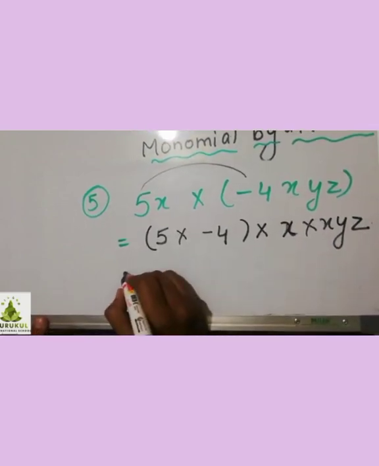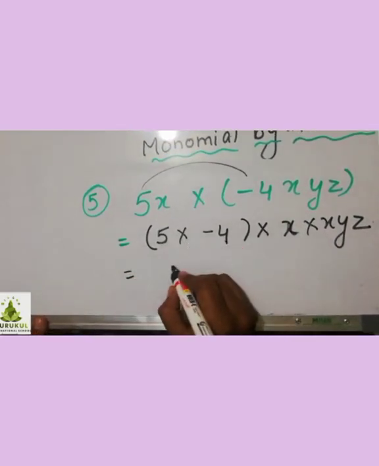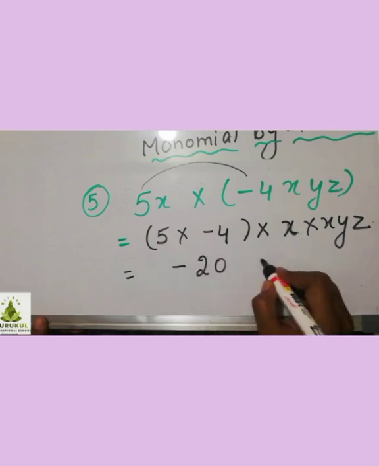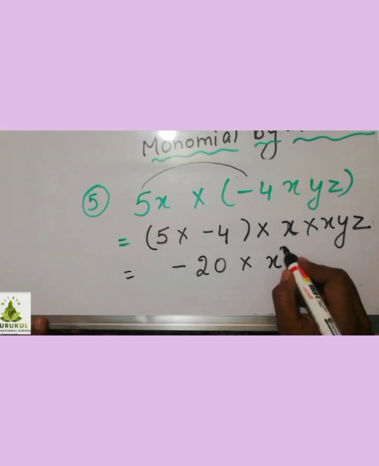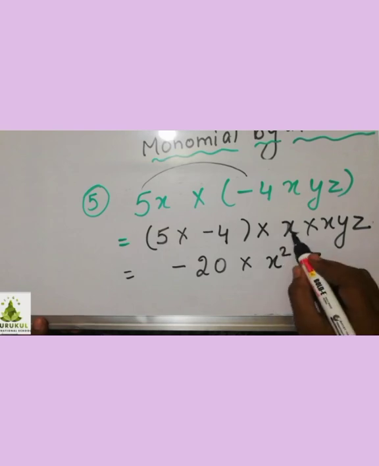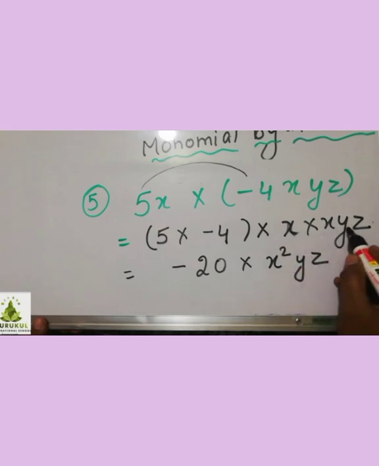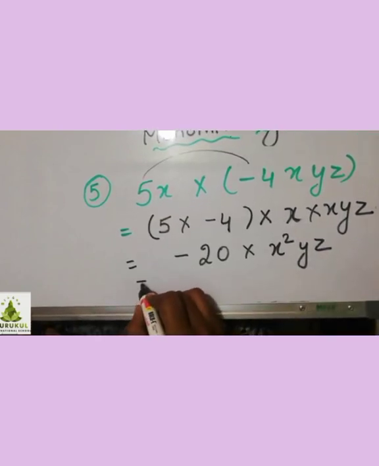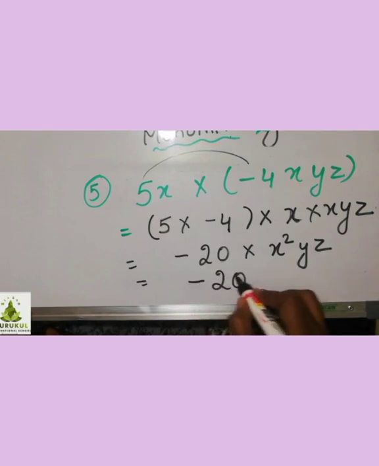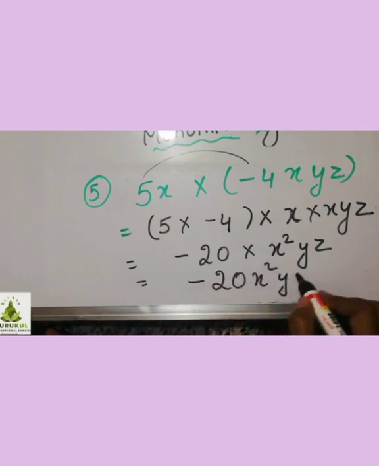So now multiply this. 5 into minus 4 is minus 20. So x into x is x square, then y z is there. So when you multiply x into x y z, you will get x square y z. So you are getting minus 20 x square y z. This is the final answer. Is this clear?